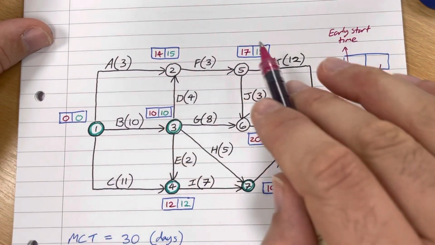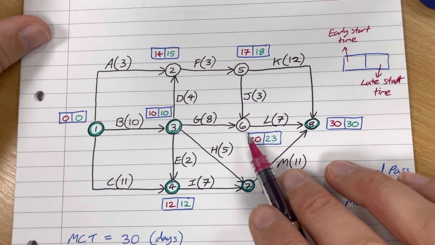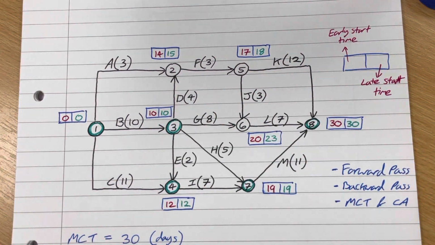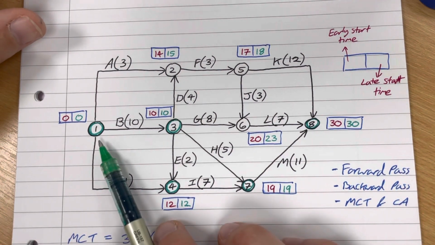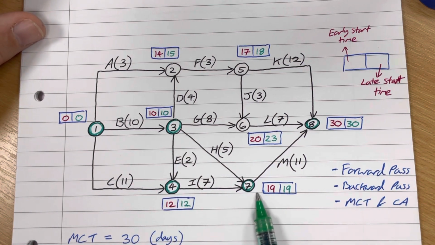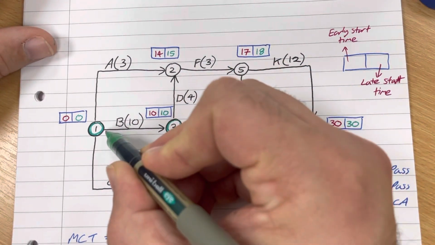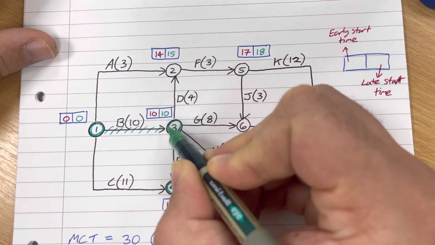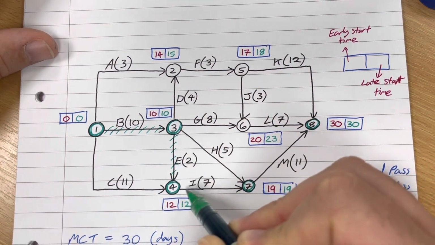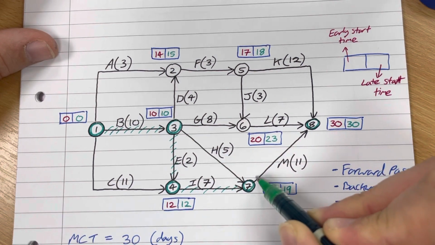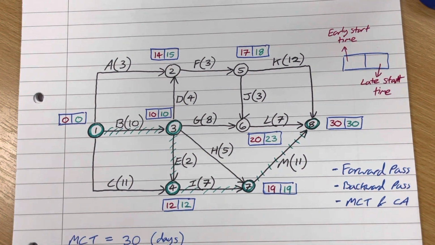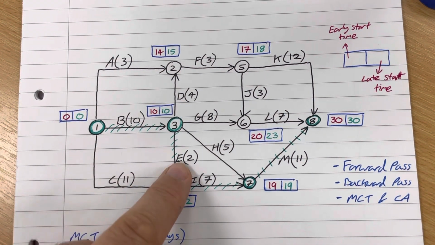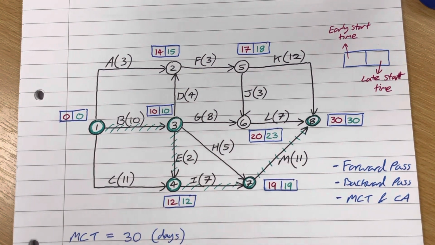Okay, you've got 14, 15, 17, 18, and 20, 23. So those 3 nodes will not contain a critical path. The critical path will only join nodes which have got double numbers either side. So in this case, the critical path is activity B, then activity E, then activity I, and then activity M. And if you add up the length of those activities, you should find that it equals the minimum completion time. 10 plus 2 is 12, plus 7 is 19, plus 11 is 30. And those are the critical activities.